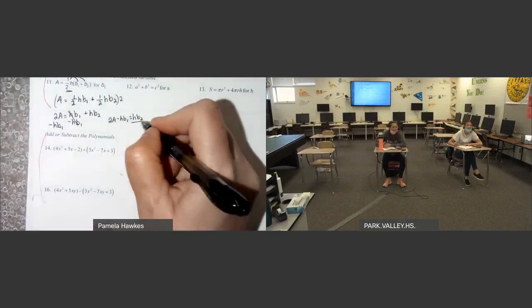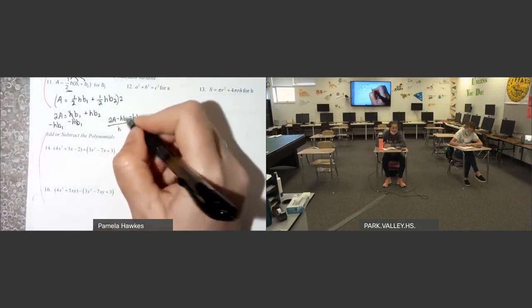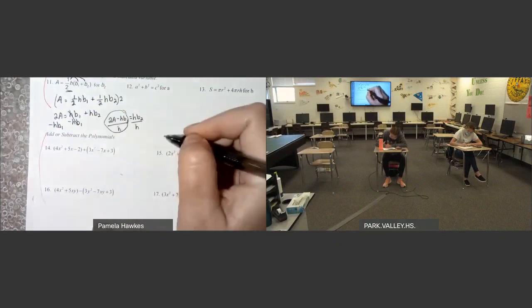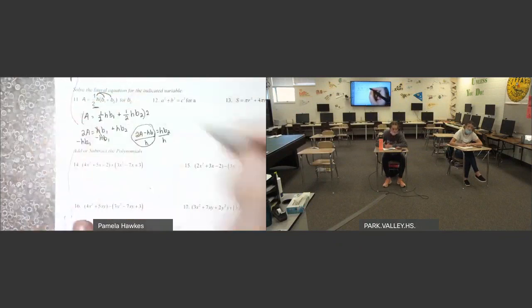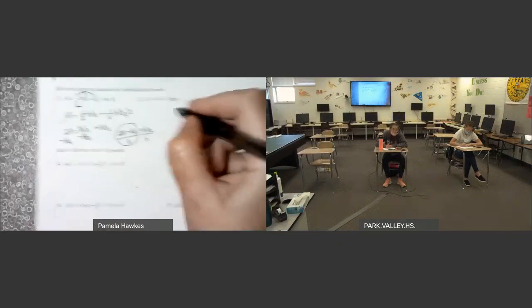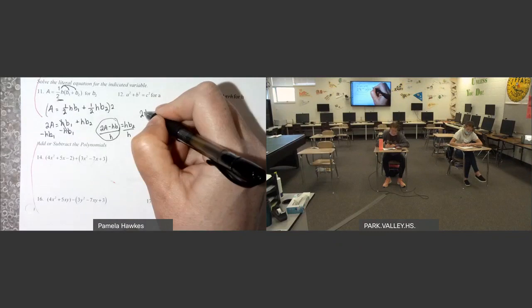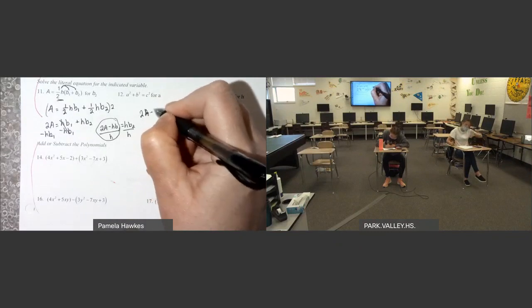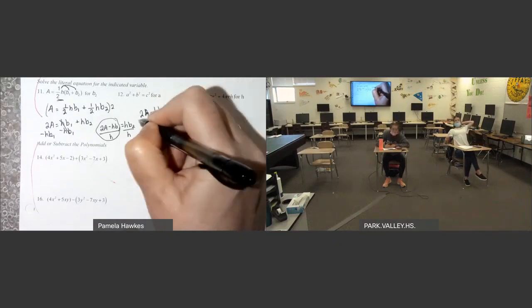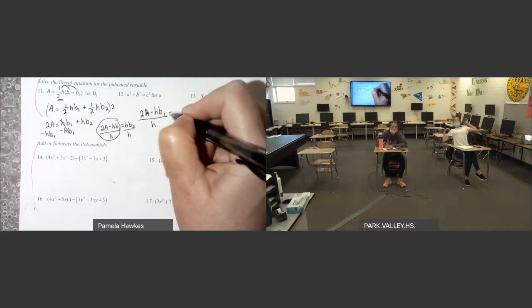Divide by H. And that is our answer. So it is, yeah. If I do this one, we'll do it on different paper. 2A minus HB1 divided by H is equal to B2.